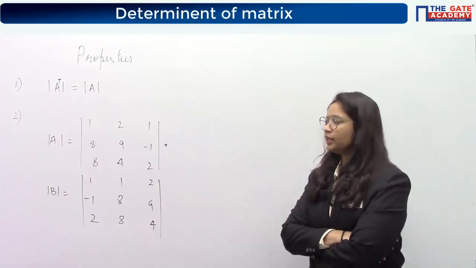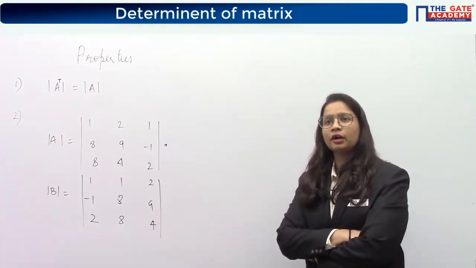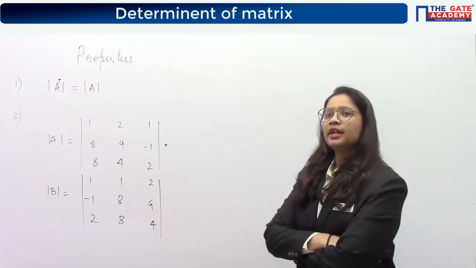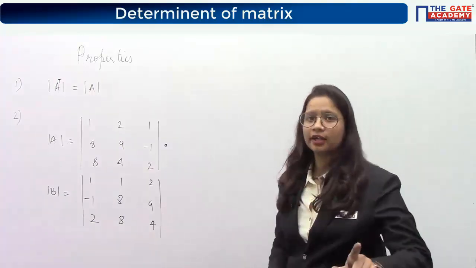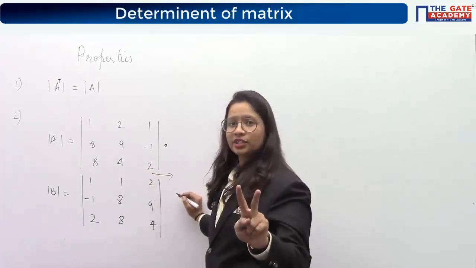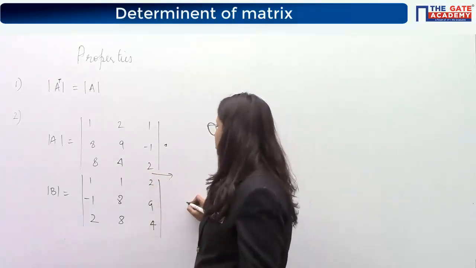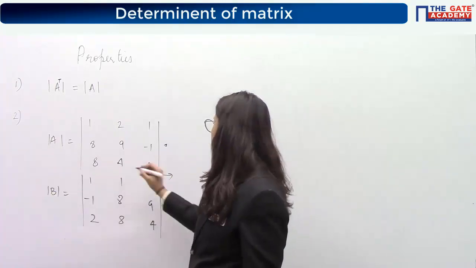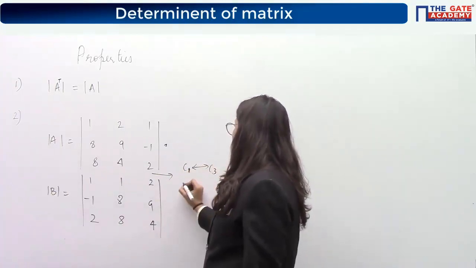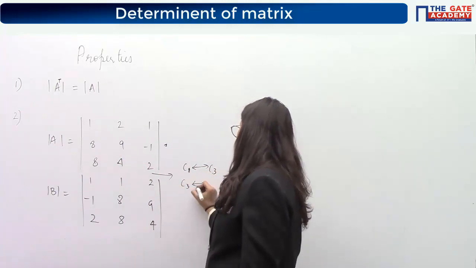According to the property given, can you tell me the relationship among the determinants of the matrices A and B? Yes, they will have the same value. Why the same value? Because determinant B is obtained by two interchange operations. What are the two interchange operations? First of all, we interchange C1 with C3 and then we interchange C3 with C2.